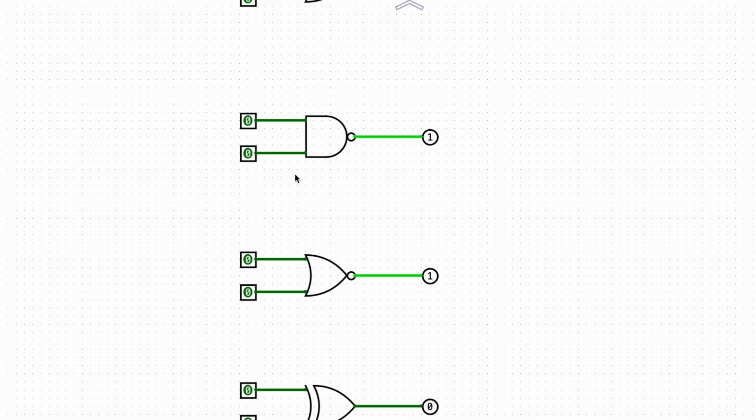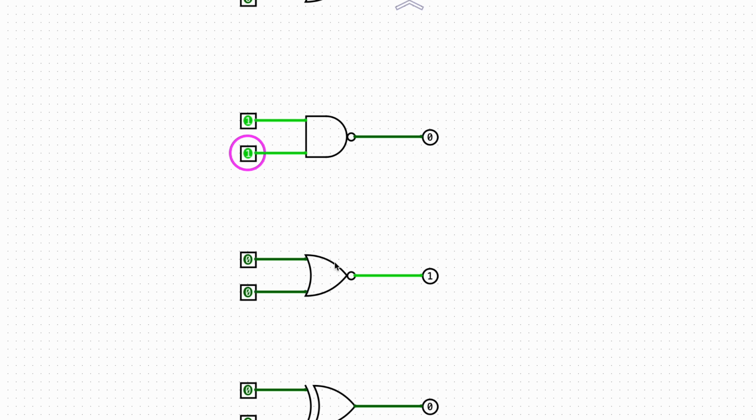Next we have, this is my NAND gate. This is an AND gate, but the output is flipped. So when both of them are 0, the AND gate output should have been 0. But here we have a NOT gate, which has flipped the output, and we are getting 1 at the output. So when I toggle this input to 1, then nothing happens. But when I toggle both of them to 1, then the AND gate output should be 1, but we have a NOT gate here, so the output is flipped.